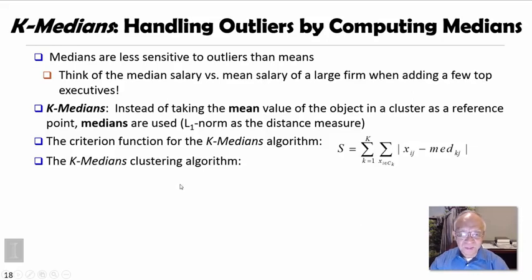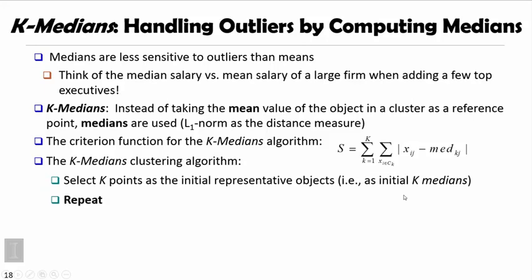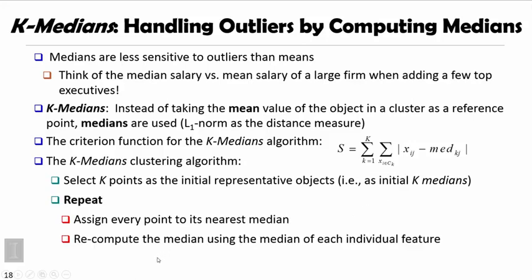The k-medians clustering algorithm is written as follows. At the very beginning, we select k points as the initial representative objects, that means the initial k-medians. Then we get into this loop. We assign every point to its nearest median. Then we recompute the median using the median of each individual feature. This process repeats until the convergence criterion is satisfied.